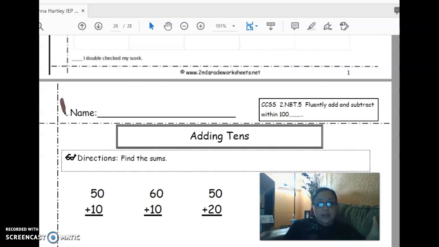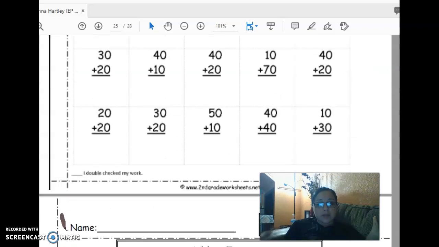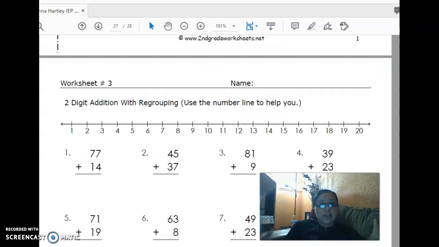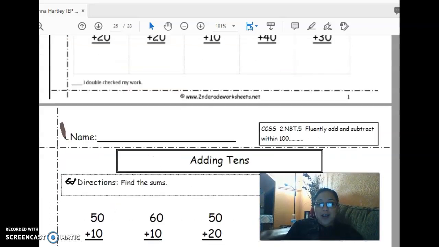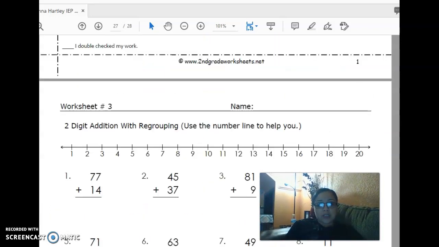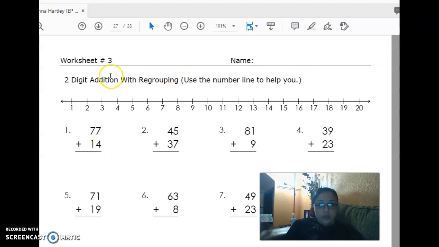Let me see. I think you already did this one. Yes, you did. No, you didn't. Okay, so you're gonna work on worksheet number. Oh yeah, you did. So let's go ahead and jump to this worksheet.